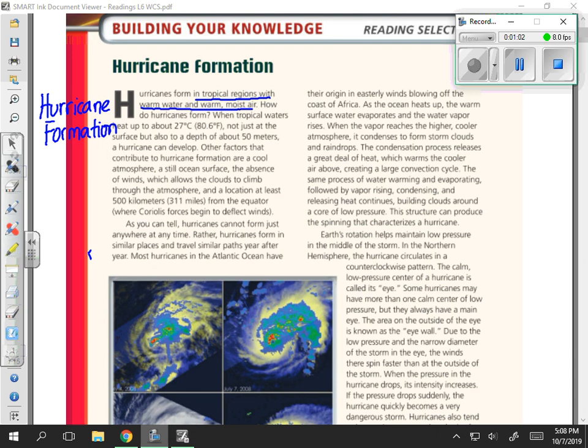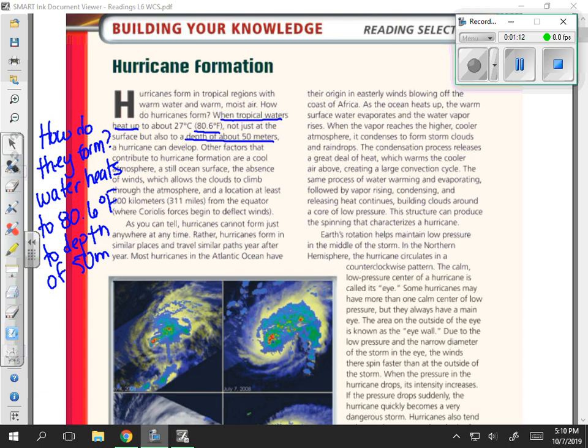So write in the margins: hurricane formation. Hurricanes form in tropical regions with warm water and warm, moist air. So that was telling us where they form. Now, how do they form? They form when the water heats up to 80.6 degrees Fahrenheit to a depth of about 50 meters.